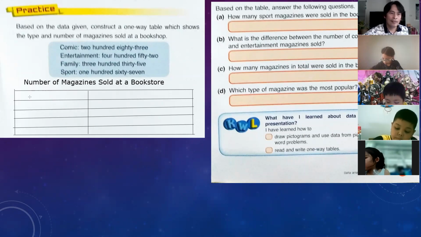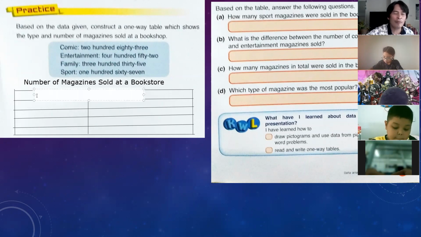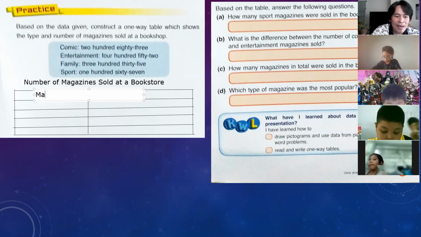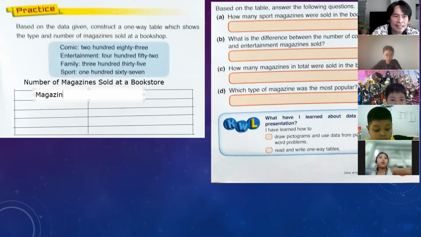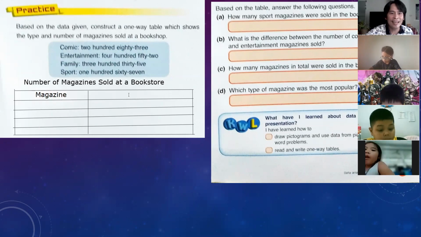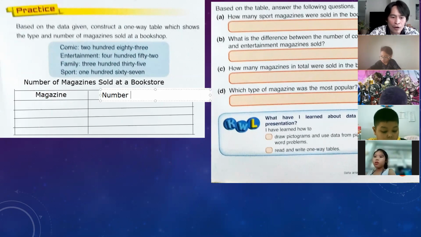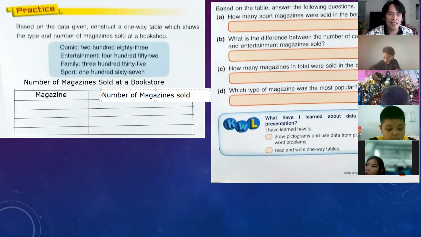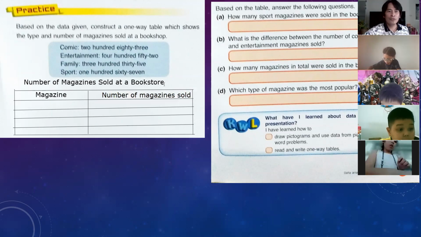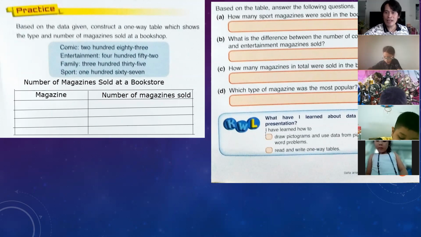So first, you need to write the title of this column. The title of this column or the description of this column is the type of magazine. So just write magazine is correct. Magazine or the name of the magazine. And then the second column, just write the number of magazines sold. Sold. Okay. Since this is not a title, small letter m is okay. So you've got 3 points already if you finish this.